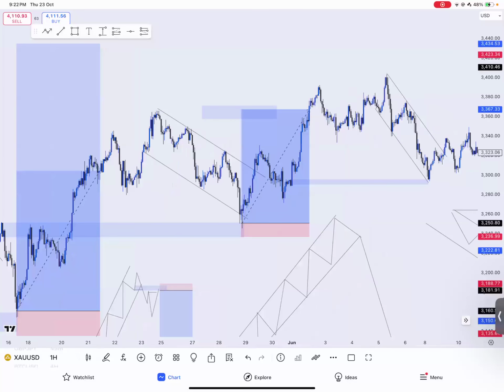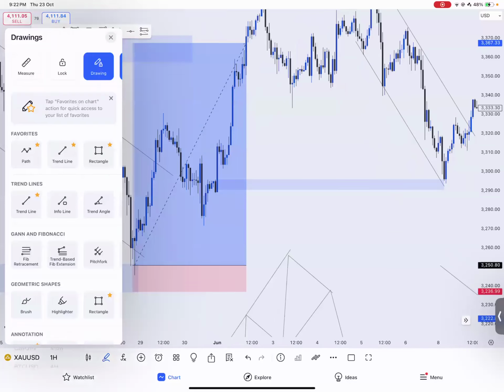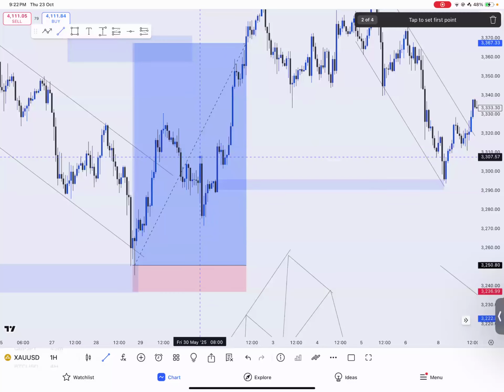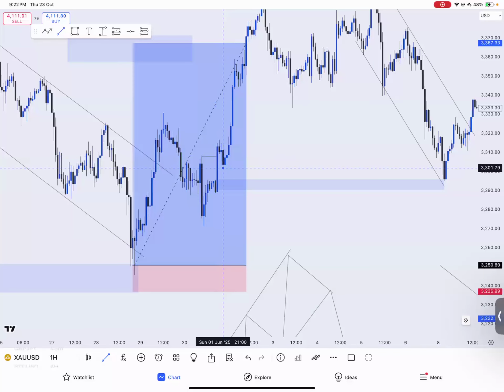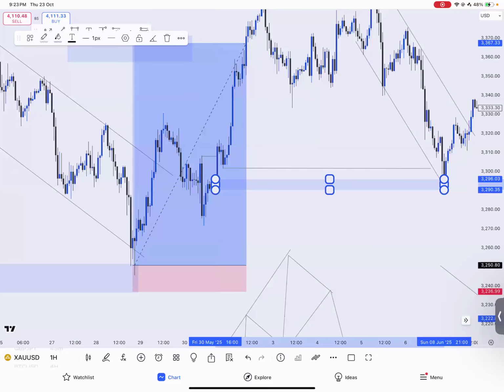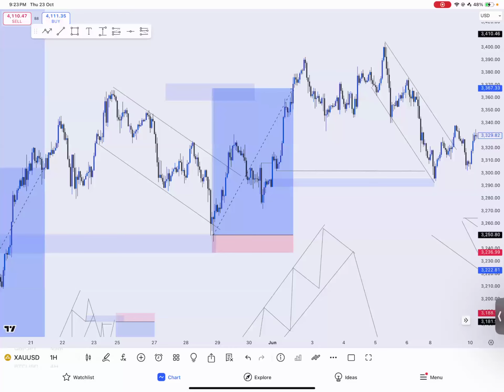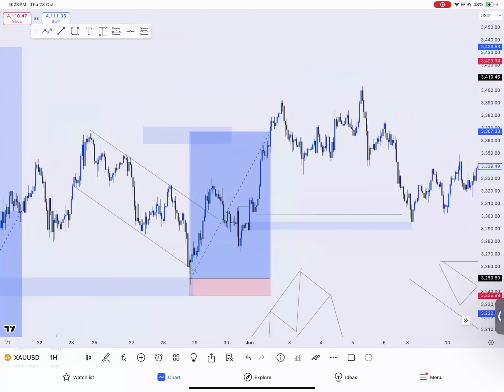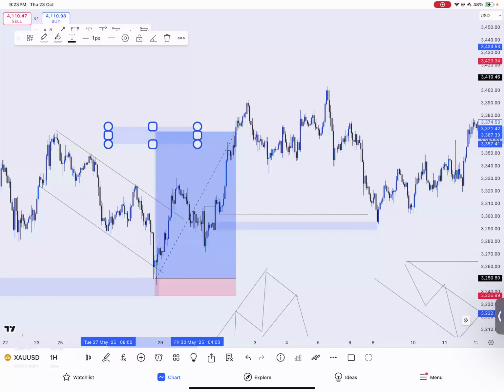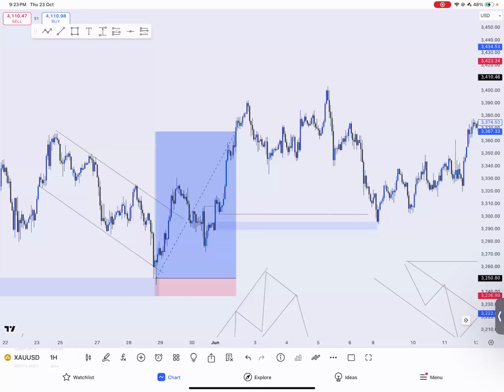So another example of that is here. We already spotted our shift, inducement, then point of interest, this order block. Now, price already pushed up to this level. So what the take profit level for the trade will be, we are very skeptical. We don't know yet because price was at this level.